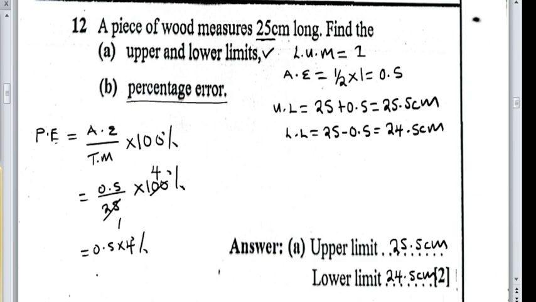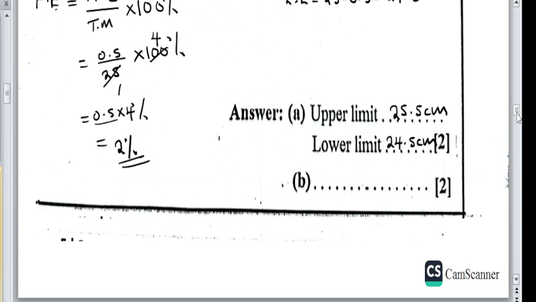So when we say 0.5 multiplied by 4%, we know 0.5 is the same as half, and half of 4 is 2. So we have 2%. 2% is our percentage error. So you just go on your answer space and then you write your 2%. That has been dealt with. We proceed, we move on to the other question.